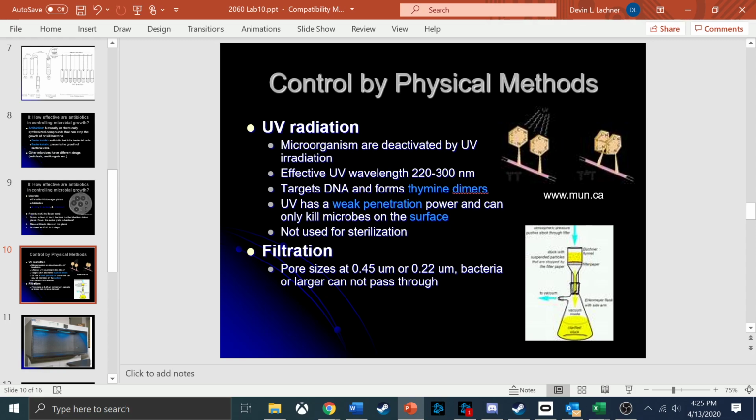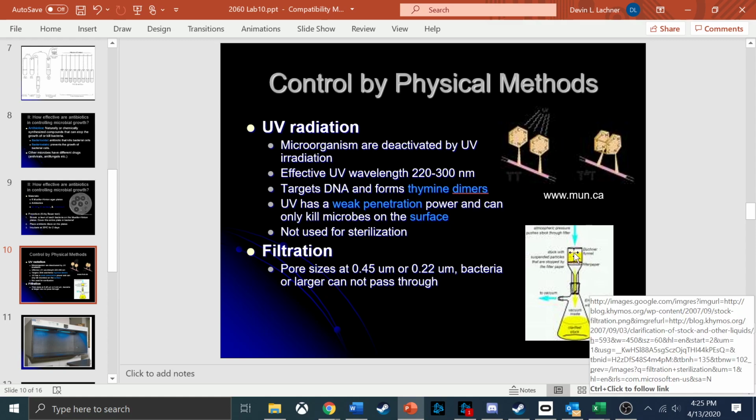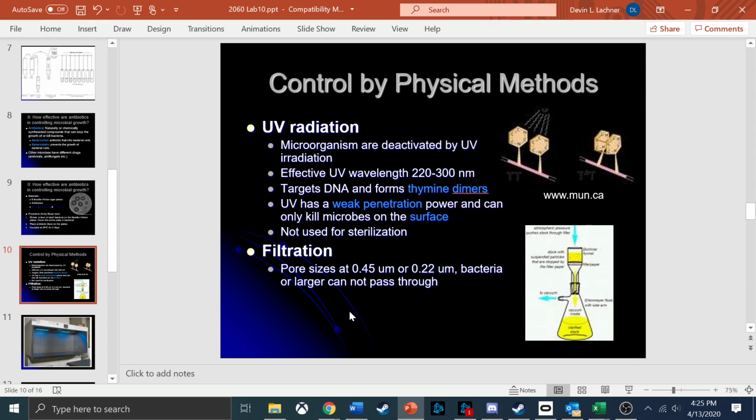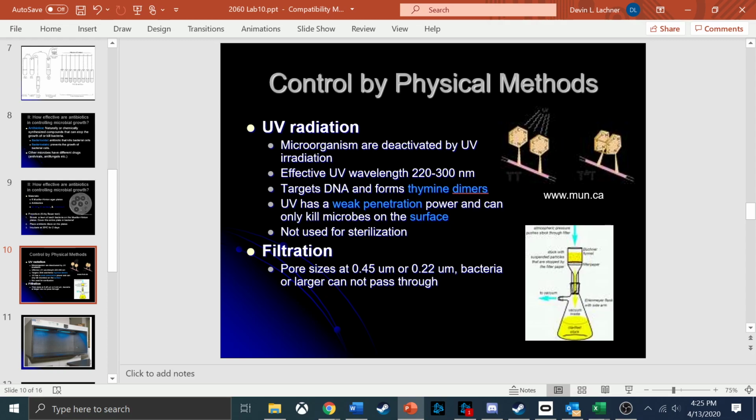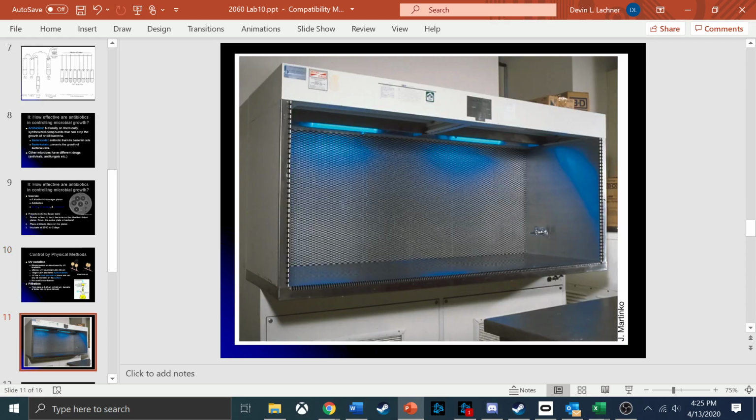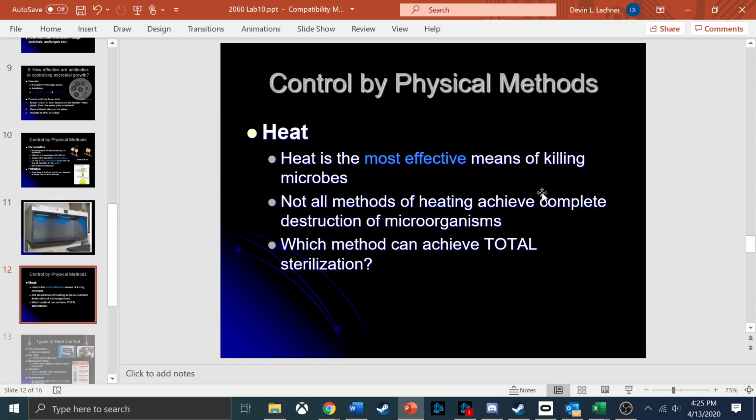And then we also have filtration. So you're going to be using a filter to try and stop the organisms from getting through. The pore sizes are going to be pretty small, so it's going to stop any bacteria or larger from getting through the filter, and they're going to be stuck on the filter. So you'll be able to filter them out that way. However, this won't be able to work with smaller organisms like viruses, unfortunately. So this is using UV radiation here to help decontaminate, and this is what we use in our vent hoods.